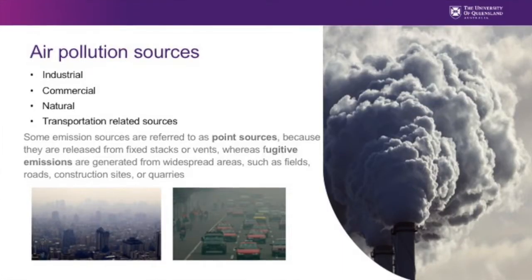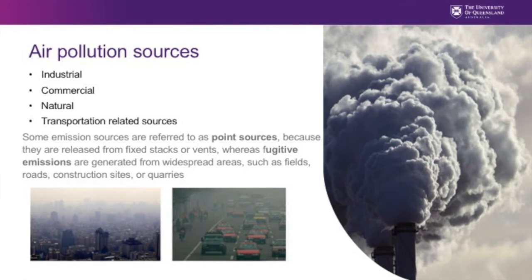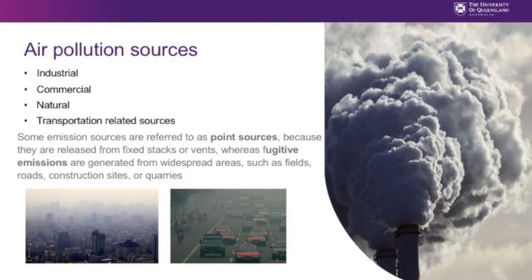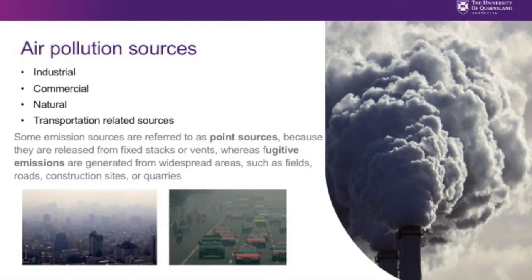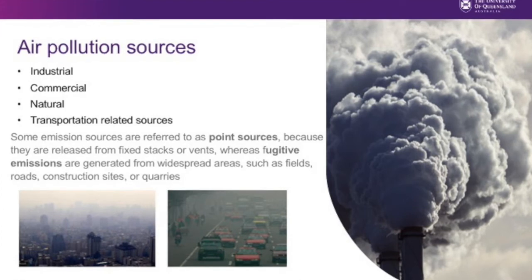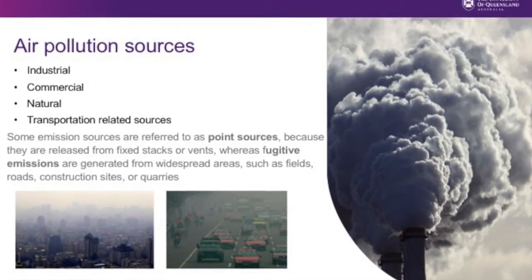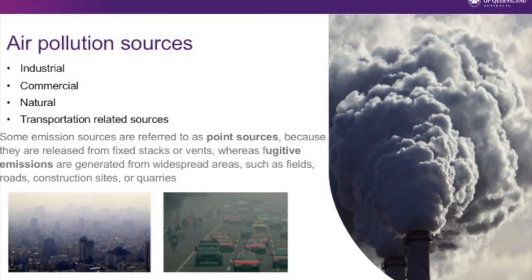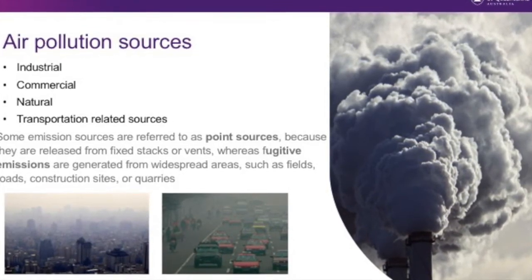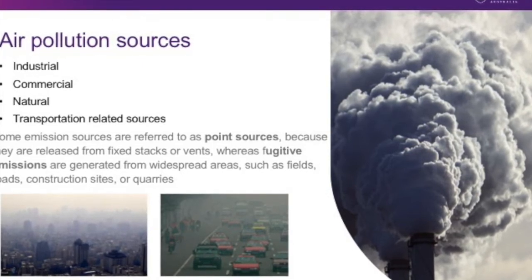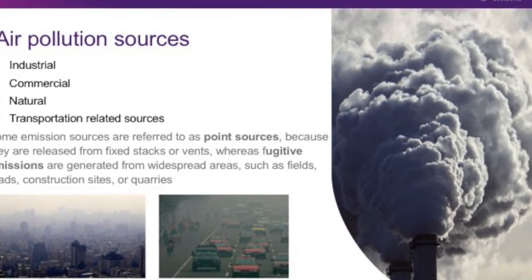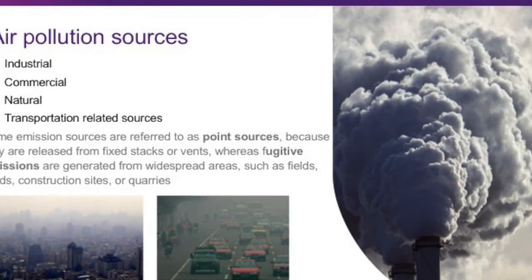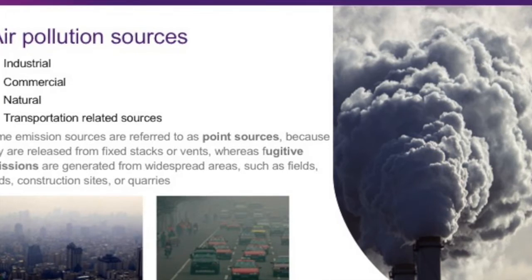So we discussed before that we have different sources of air pollution, and we have some sources that are mobile and some sources that are located in a point. So these are called point sources. We have industrial, commercial, natural sources, and also transportation related sources, right? So mainly we're going to talk about the movement of contaminants in the following section, but in this session we're going to discuss the main effects and the main sources of each pollutant.